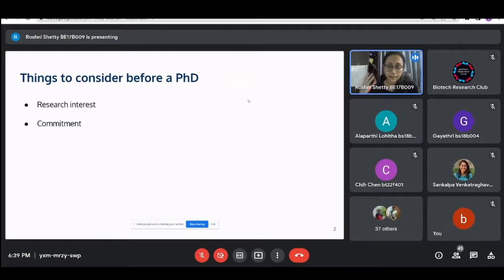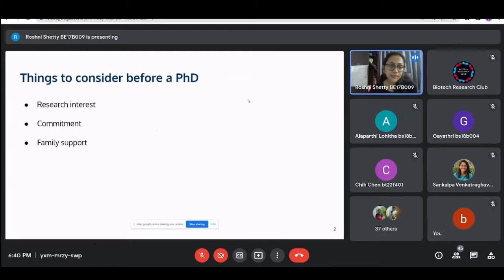The first is your research interest. You need to be really passionate and committed to your research, and you really want to discover something new and contribute something novel to the field. So if that's something that you aim for, you should definitely go for a PhD.